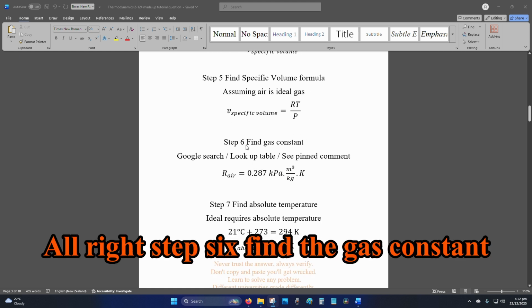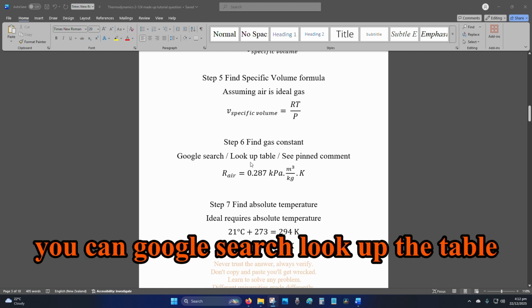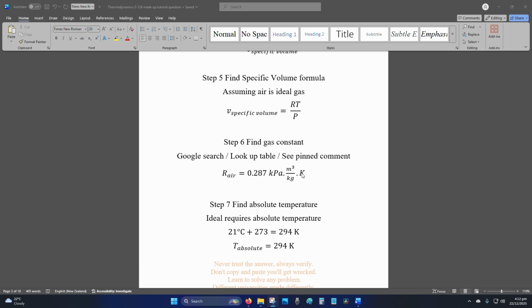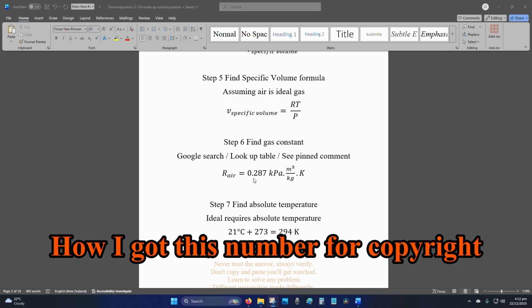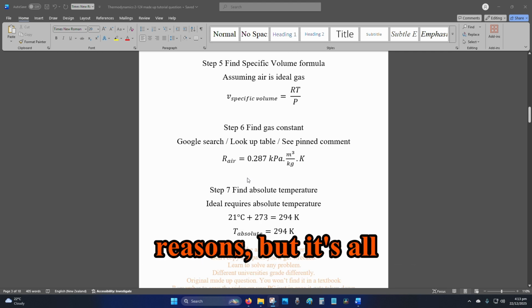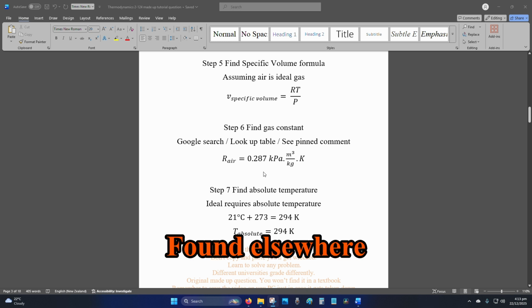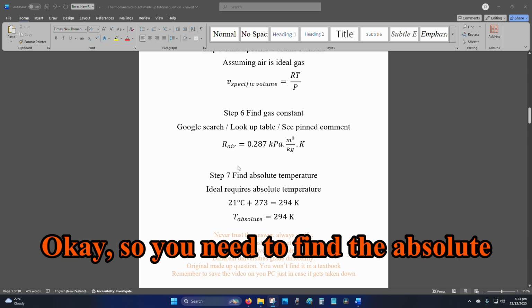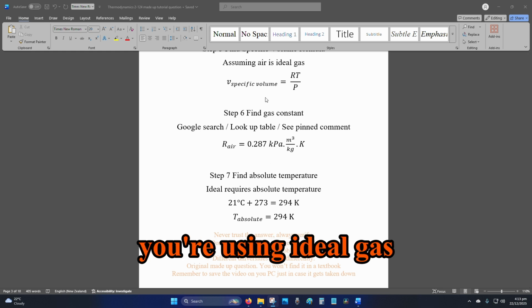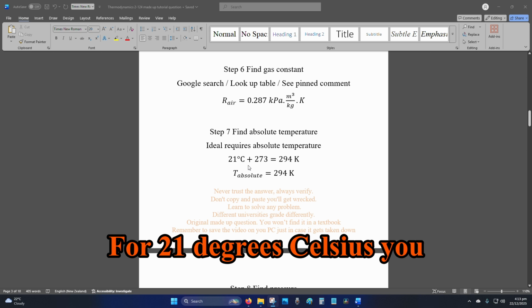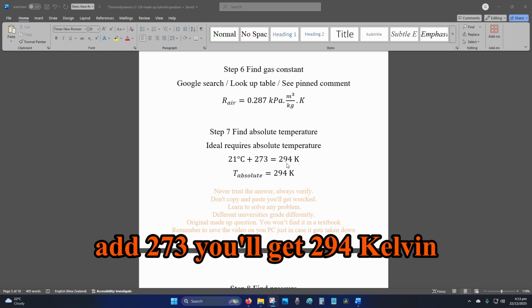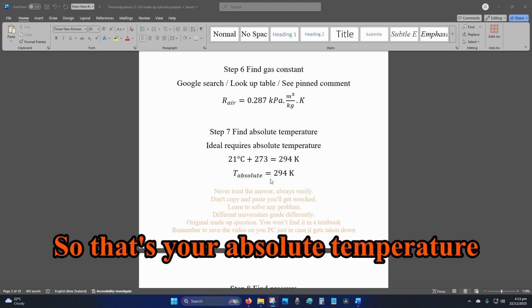Alright, step 6, find the gas constant. You can Google search, look up the table, or see the pinned comment. I cannot reveal how I got this number for copyright reasons, but it's all found elsewhere. Okay, so you need to find the absolute temperature because you're using ideal gas. For 21 degrees Celsius, you add 273, you'll get 294 Kelvin. So that's your absolute temperature.